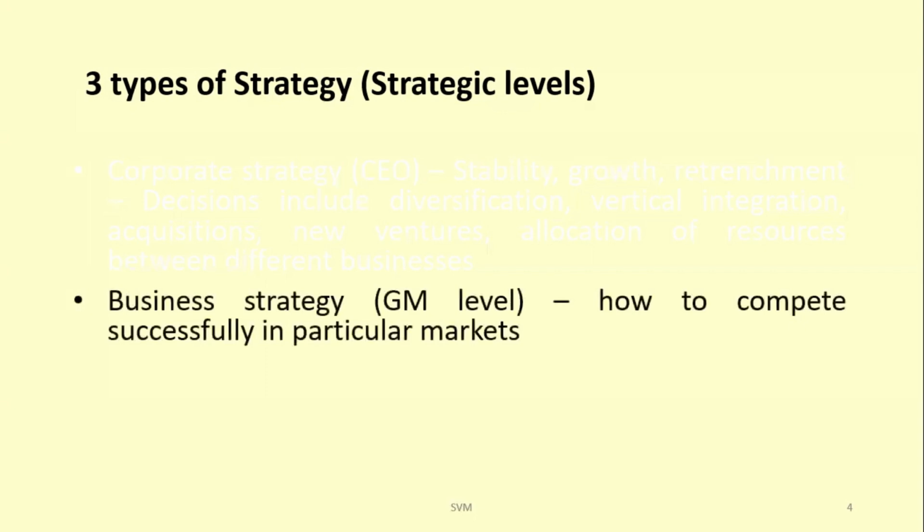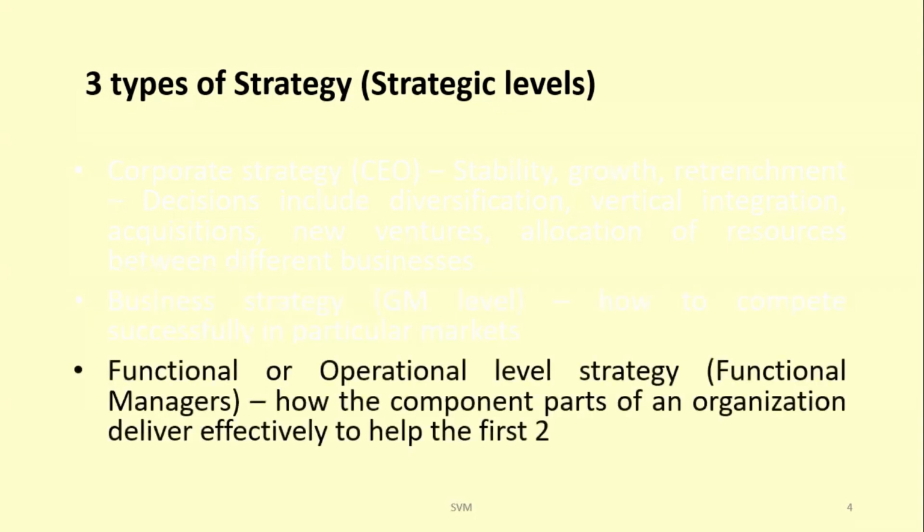Then comes your business strategy, which will be taken under your general manager level. So how to compete successfully in a particular market will be mainly focused in this strategy level. Then functional or operational level strategy. This is handled by the functional managers, that means the departmental heads. How the component parts of an organization deliver effectively to help the first two strategies, means corporate strategy as well as business strategy.